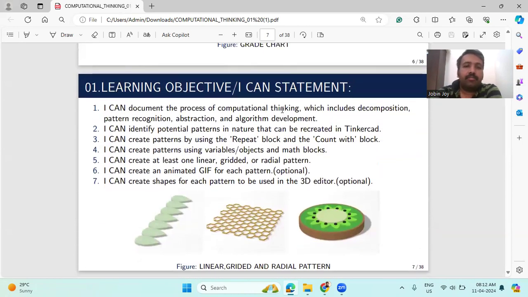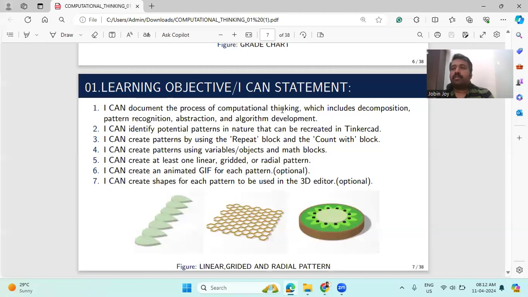Then the learning objective, or I can statement. So what is the objective? Anyway, we are doing an activity, so there are different objectives. The first one is documentation. After finishing the activity, the student will be able to document their activity and submit a comprehensive report to the instructor. That is the first objective: I can document the process of computational thinking, which includes decomposition, pattern recognition, abstraction, and algorithm development.